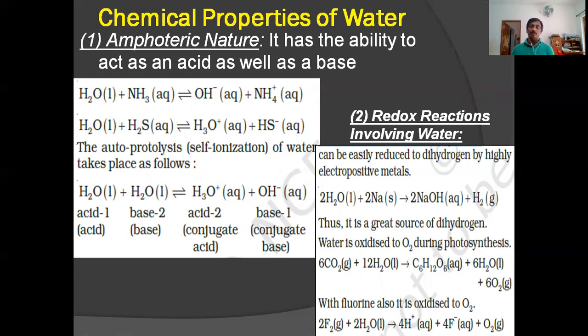Water is oxidized to oxygen during photosynthesis. All of you are familiar with the reaction, photosynthesis. Here, water is oxidized to oxygen. 6CO2 plus 12H2O gives C6H12O6 plus 6H2O plus 6O2. With fluorine also, it is oxidized to O2: 2F2 plus 2H2O gives 4H plus, 4F minus, plus O2.